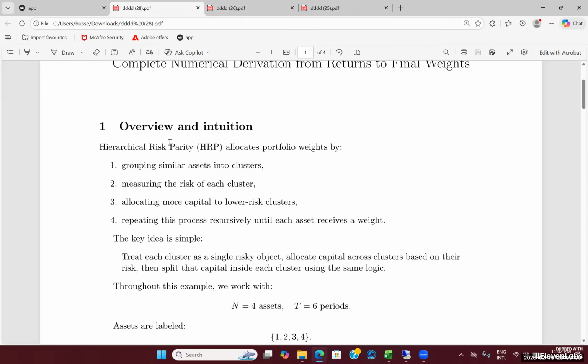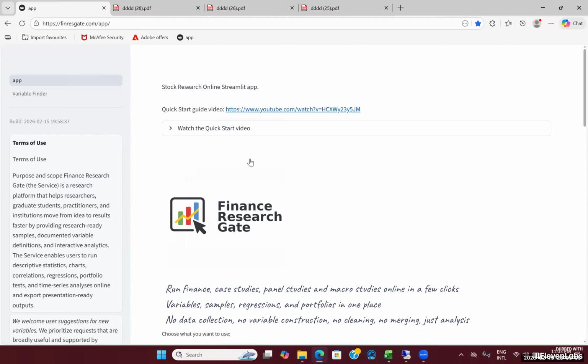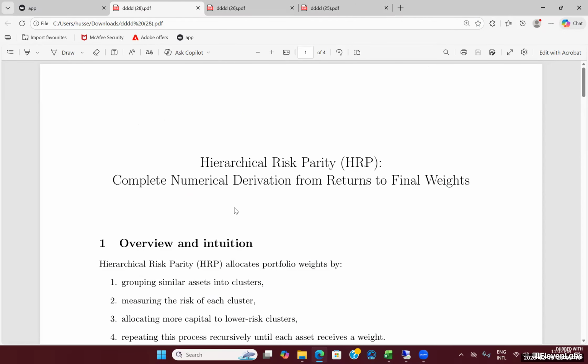Good morning, everyone. Today we're going to embark on an in-depth discussion regarding the concept of hierarchical risk parity. As our primary resource, we will be making use of the Finance ResearchGate website. So our initial and most crucial step is to ensure we fully comprehend the underlying theoretical principles.